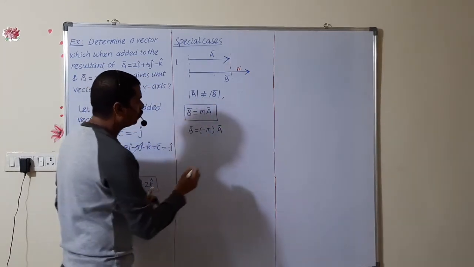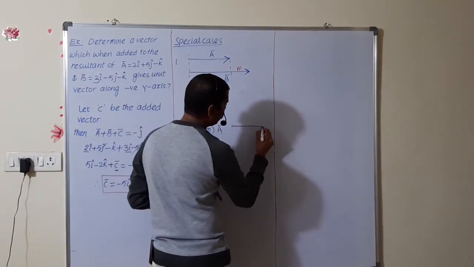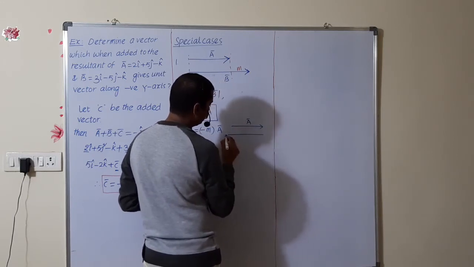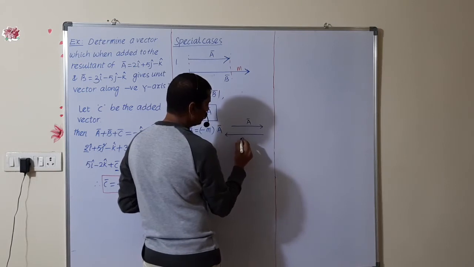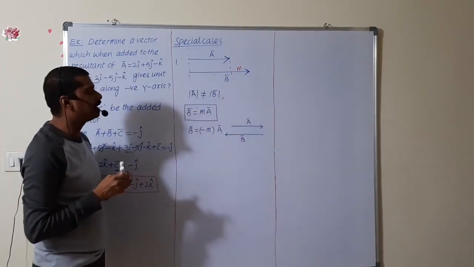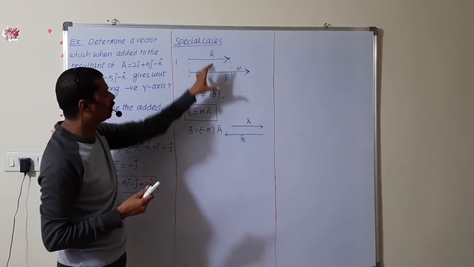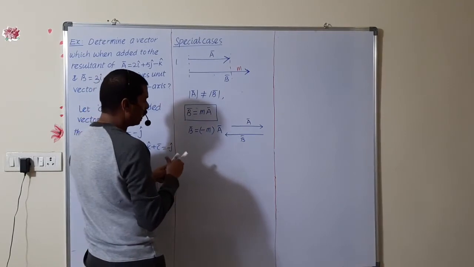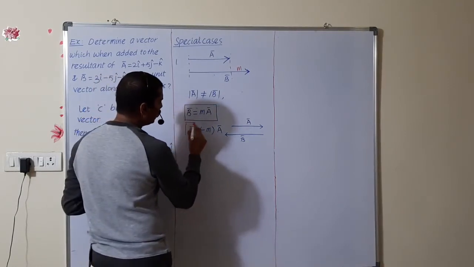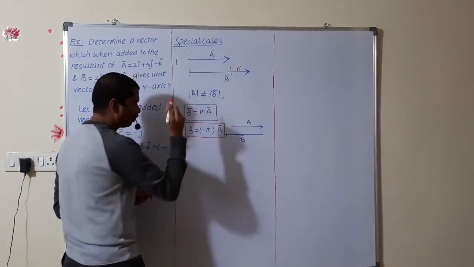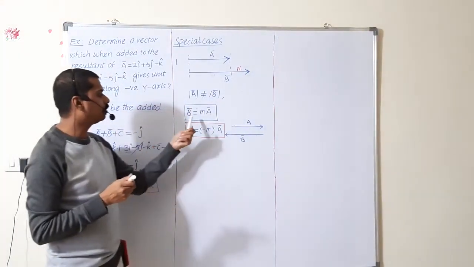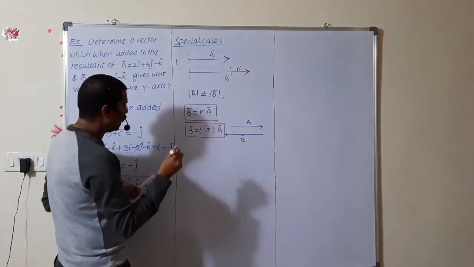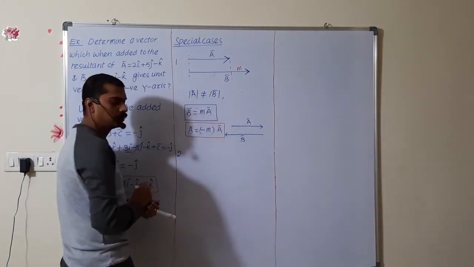How can we write this value? For example, vector A is moving in this direction and vector B is moving in this direction, meaning both vectors are anti-parallel. If the two vectors are parallel, we use this formula. Whenever the two vectors are anti-parallel, we make the m value negative. For parallel vectors, the m value is positive; for anti-parallel vectors, the m value is negative. Like that, a second thing we also have to find out.